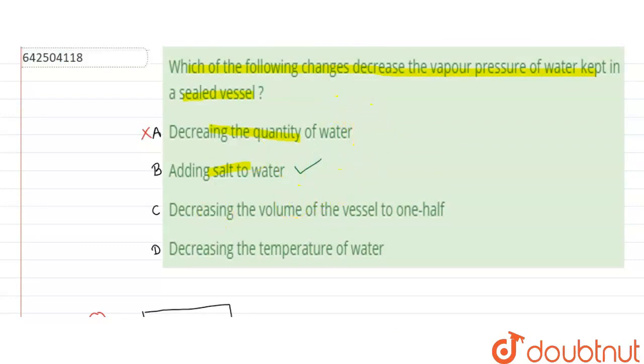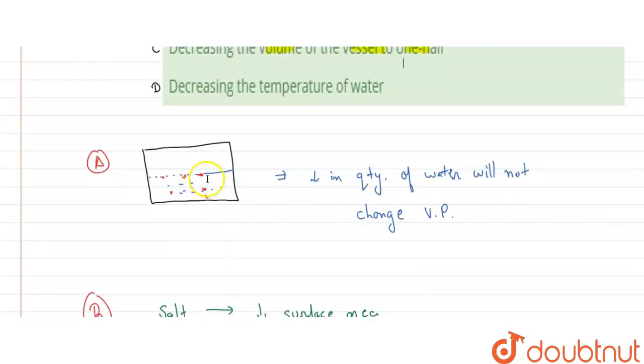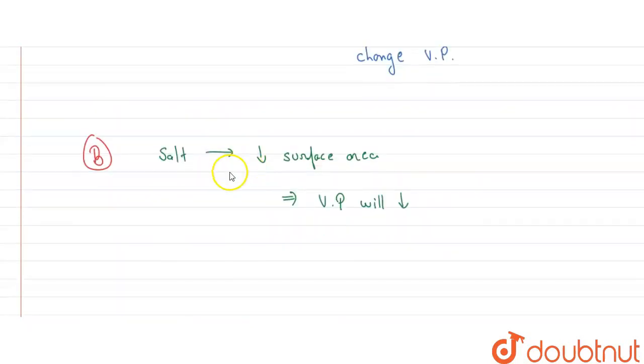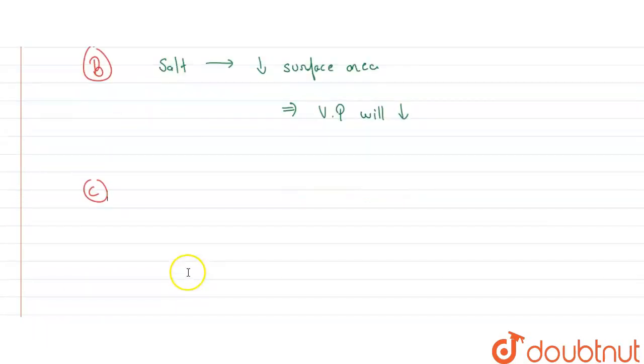The C option is decreasing the volume of the vessel to 1/2. As we saw just now in option A, decreasing the quantity doesn't do that. That means it doesn't change the vapor pressure. Similarly, let me draw. Changing the dimensions of the box, that is reducing it to half or doubling it, doesn't do any change either.